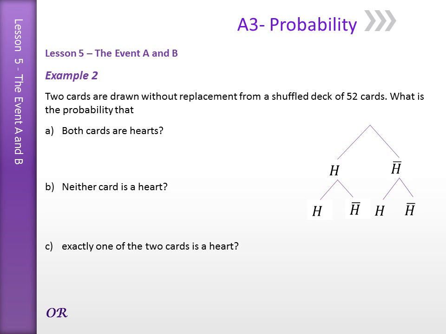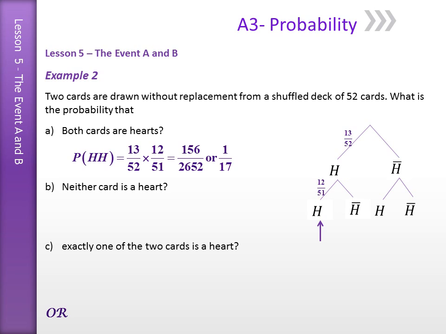The first thing we're looking for is the probability of two hearts. So we've got 13 hearts in the deck, so it's 13 over 52. One heart is now gone, one card is gone, so we'll multiply that by 12 over 51. We get 156 over 2,652, and that can be reduced to 1 over 17.